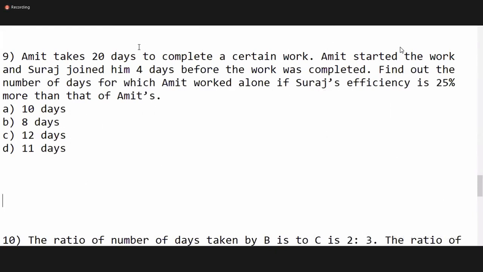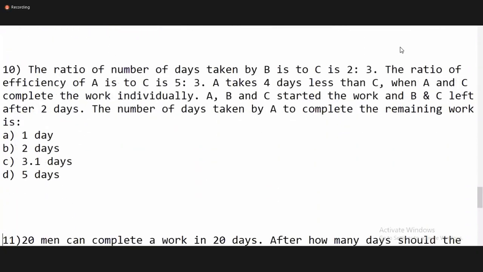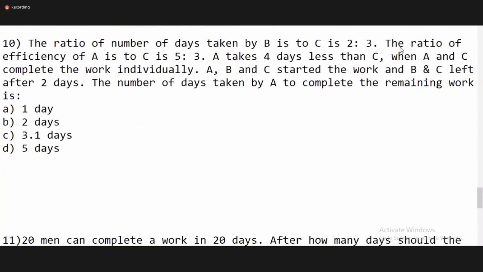Let's go to the next question. Nice question. How many of you got this answer? Actually, approximately you can answer this. The next one, how many of you got the answer?